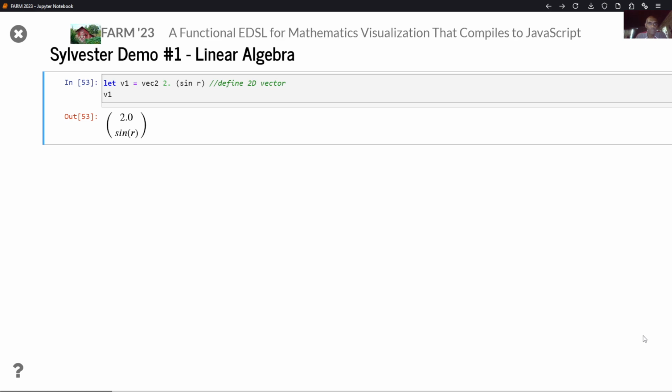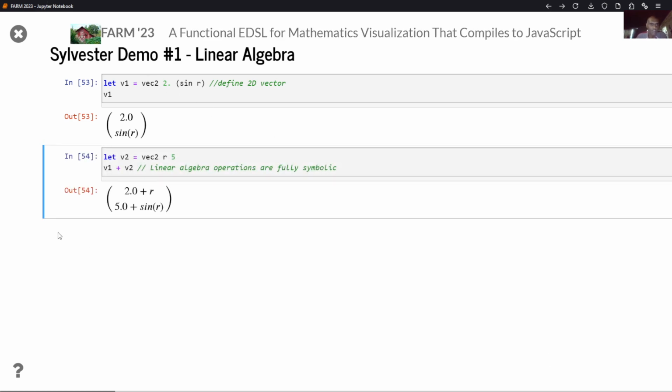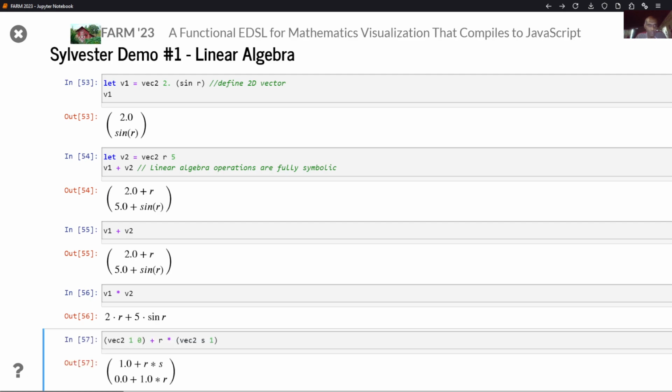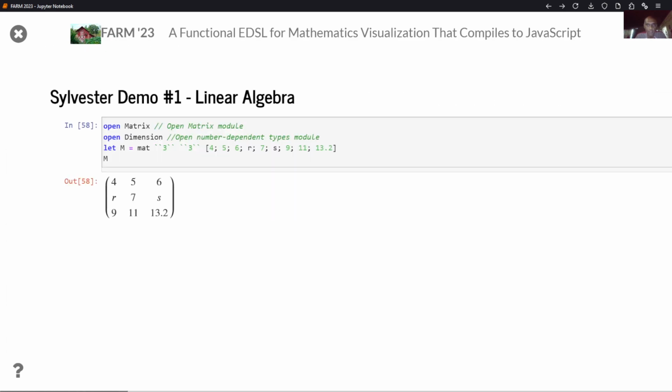Okay, so let's look at some linear algebra operations. We define a 2D vector, and all objects in Sylvester by default are fully symbolic. So as we're doing operations in linear algebra, they preserve the symbolic form. We're doing addition, and just taking the inner product. And the same thing for a matrix.